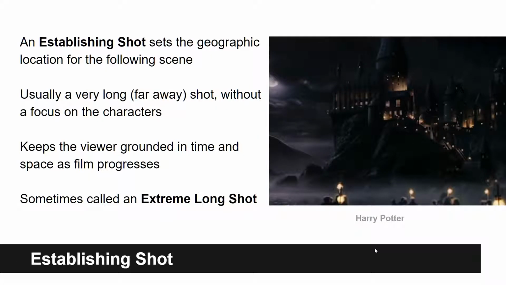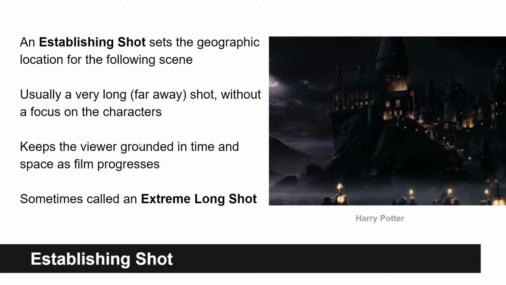So the first shot size that we're going to talk about is the furthest away shot, and that's the establishing shot. An establishing shot is a shot that sets a geographic location for the coming scenes in the film. Usually this is really, really far away, and you're looking at the landscape or a building or a landmark that gives the viewer an idea of where we are in space and time. These shots are really important because they help us ground the viewer in time and space as the film progresses, especially for changing locations in the film.